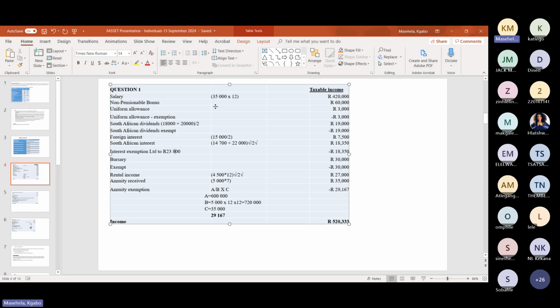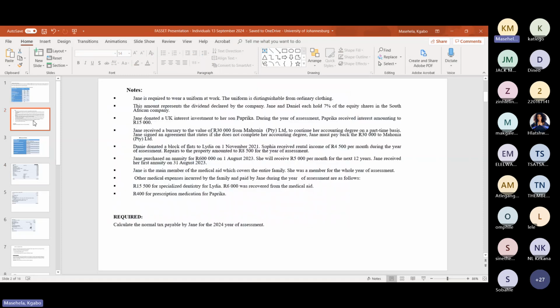Let's continue to see. The bursary is 30,000. Exemption is 30,000. Let's look at what they're saying about the bursary. Because there is a clause in that bursary to say, if Jane signed an agreement that states if she does not complete the account, Jane must pay it back. And again, look at the amount, the salary that she is earning.